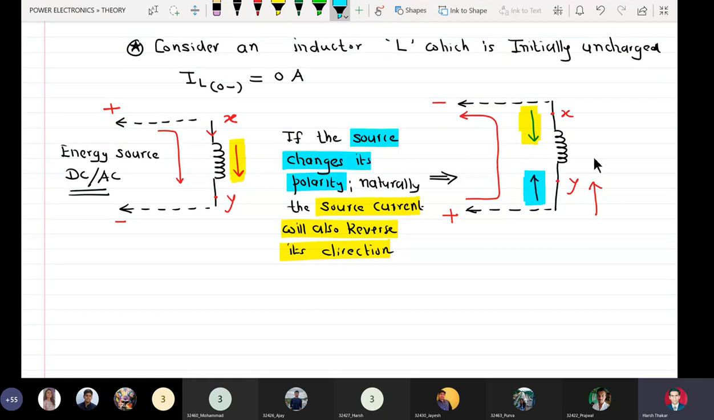So now there is a competition. The inductor has got charged in such a way that current is flowing from top to bottom, or X to Y. The source has reversed polarity, so it is trying to push the current in the opposite direction to the direction in which the inductor got charged. So now, in order to maintain the current in the same direction, from X to Y, the inductor will generate a very high voltage equal to L di by dt in order to push the current in the same direction.